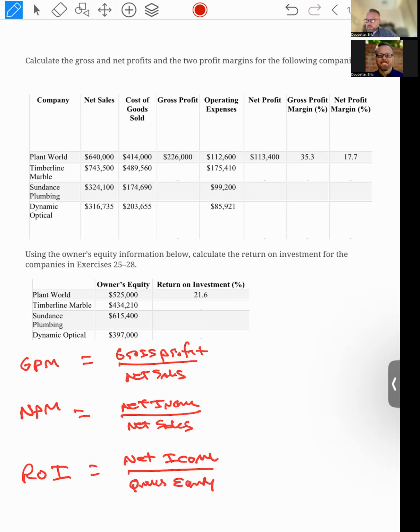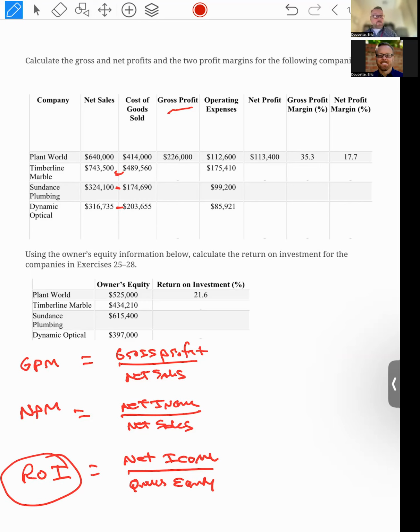All right, so this one here is using something from both the balance sheet and the income statement. So this one, gross profit margin. First thing I need to do is figure out what my gross profit is. So I'm going to take my net sales and subtract the cost of goods sold on all of these. That's going to give me my gross profit. Remember, it's after my cost of goods sold.